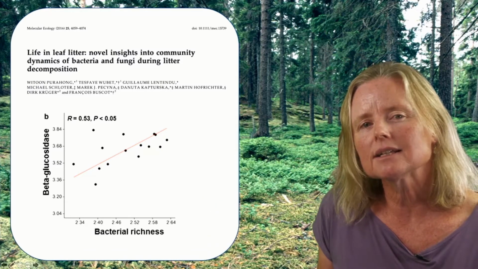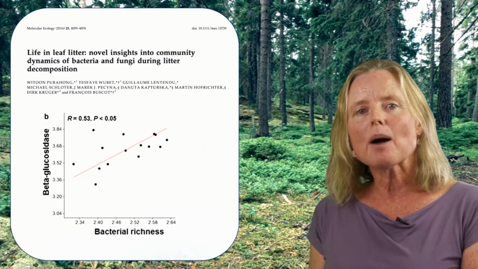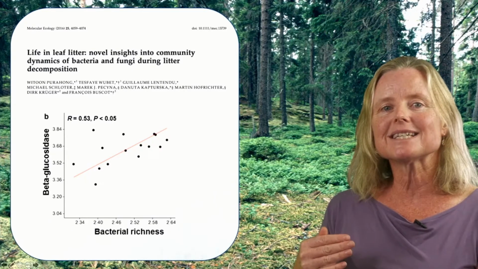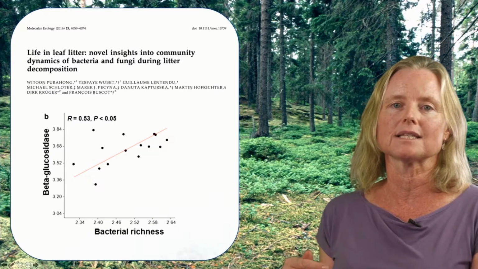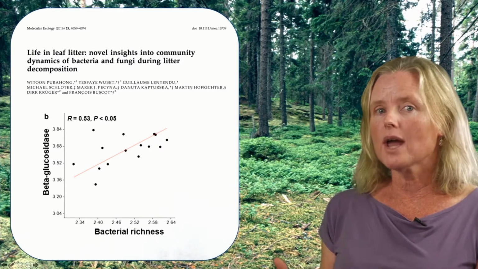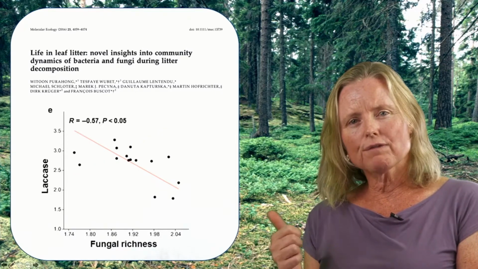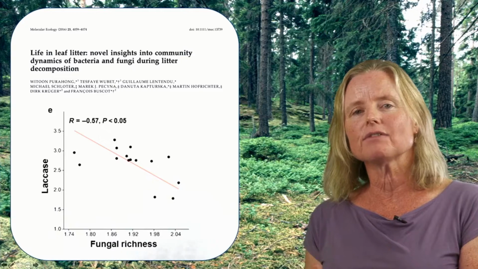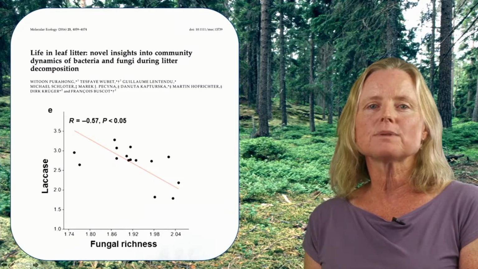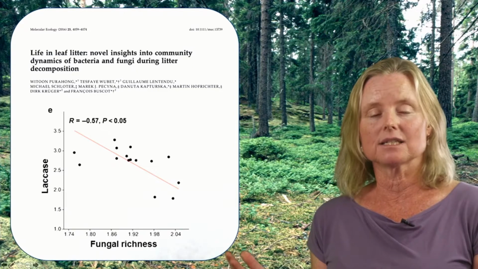This correlation analysis provides evidence of a positive correlation between the number of bacterial species, also known as richness, and the activity of the simple sugar-degrading enzyme beta-glucosidase. That is, the more bacterial diversity, the more enzyme activity they could detect. But the same study found a negative correlation with fungal species richness and the activity of enzymes that degrade more complex polymers such as lignin. This observation is in line with the theory that specialist decomposers are less diverse.